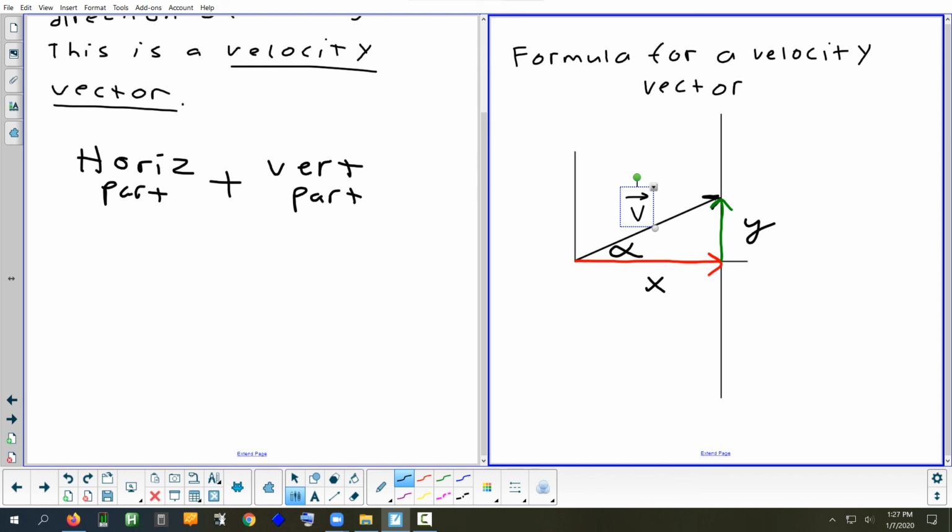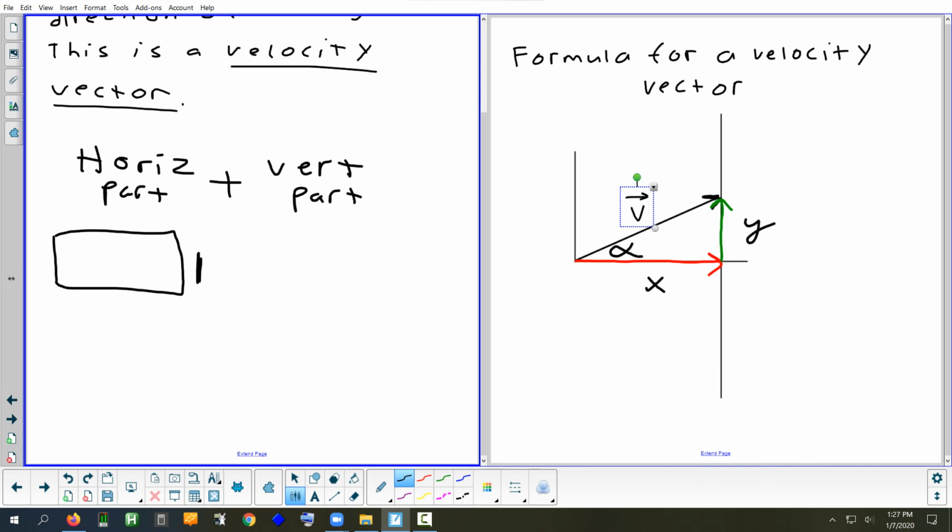So, what letter do we always put with the horizontal part so that we know it's the horizontal? Think in terms of vectors. I. So we're going to have something in this box with an I plus something in this box with a J. Okay. What's going to go in this box is basically the X part. Don't put X in the box because we don't want X in the box. But it's going to be the X part. That's going to be the Y part.